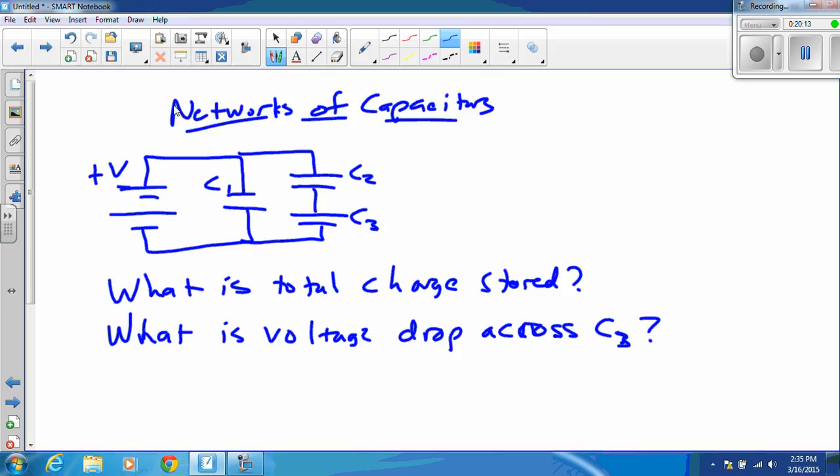And from an electrical engineering perspective, we might ask these questions because we might want to know, in the first case, how much charge can I expect to be stored in this network, right? The question is sort of obvious why you might want to know that. In the case of the second question, what's the voltage drop across C3, I might want to ask that so that I can make sure I'm not exceeding the voltage rating on my capacitor.